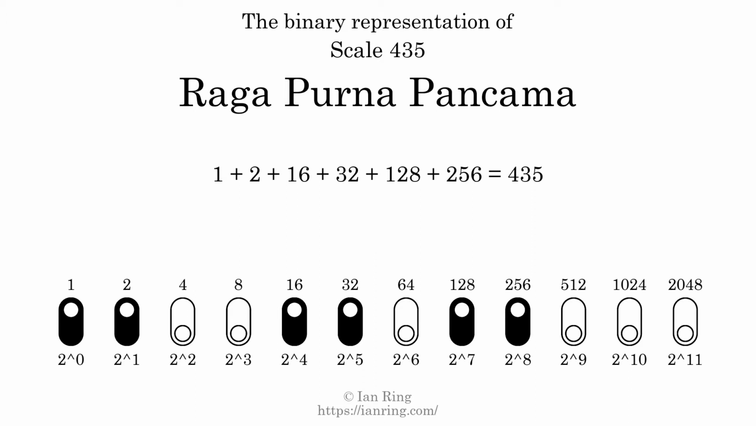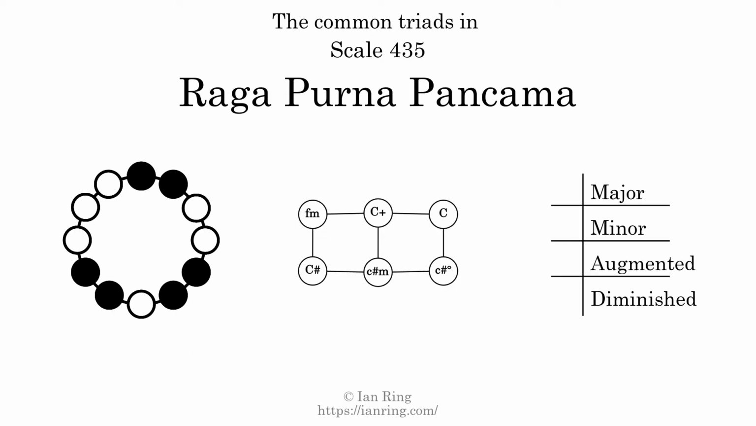The scale number not only enumerates the scale with a unique index, but it also literally describes the tonal content of the scale. Represented as a binary number in base 2, the scale number is 0001101100011. Here are the common triads present in this scale.